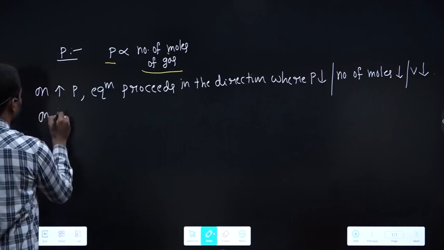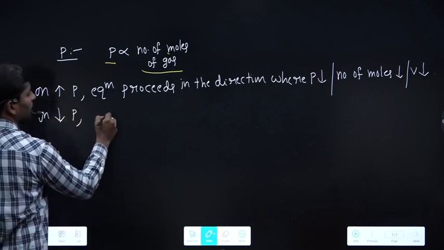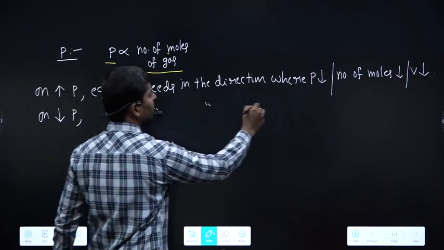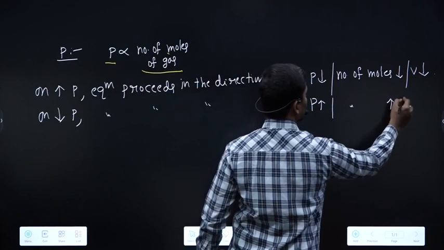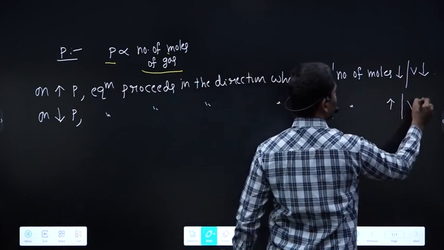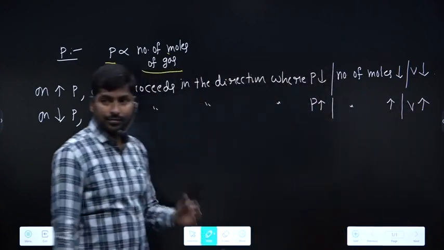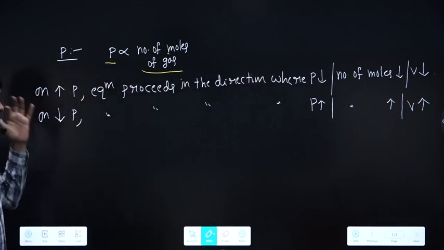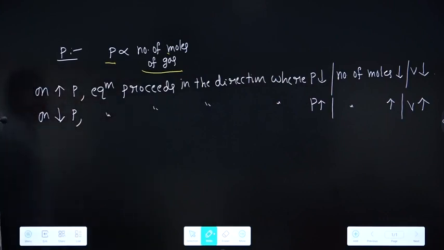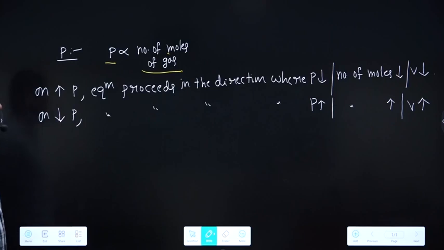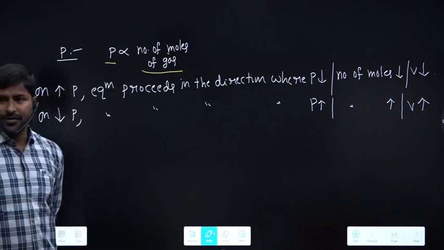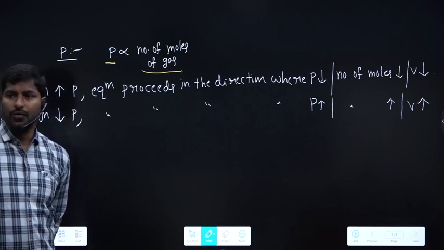Next, write on decreasing pressure, what happens? On decreasing pressure, equilibrium proceeds in the direction where pressure increases, or number of moles increases, or volume increases. If you decrease pressure, what happens to volume? It increases. Pressure is inversely proportional to volume.